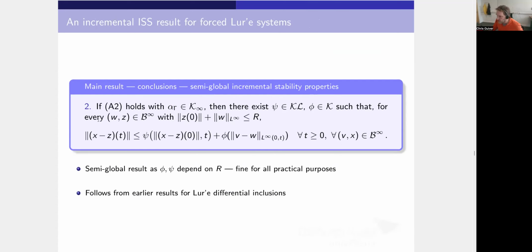So I've just shown the second stability conclusion again. But I comment here that, again, it's a semi-global result because these comparison functions depend on this fixed constant R. But that, for practical purposes, is fine. And as I've said, this follows from the result for Lur'e inclusions by that kind of looking at the difference of solutions argument.